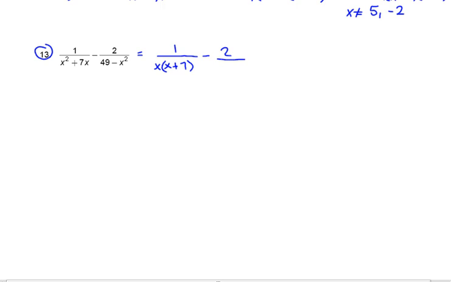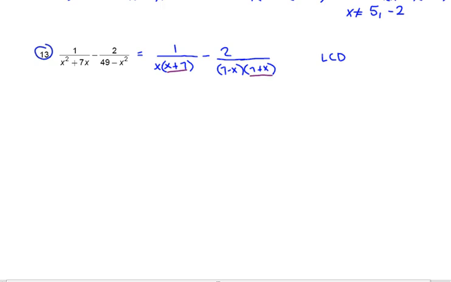minus, okay, what can we do with 49 minus x squared? What is it? Difference of squares. So what does it become? 7 minus x and 7 plus x. Okay, lowest common denominator, what is it going to be? That's a good question. Okay, first of all, are there any repeats from here to here? X plus 7 is the same as 7 plus x.